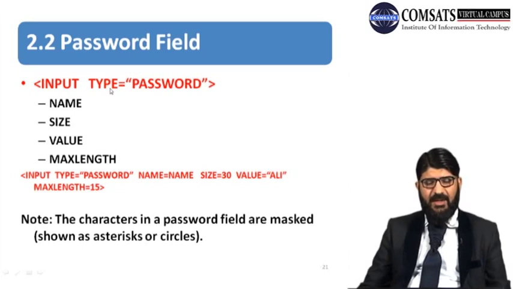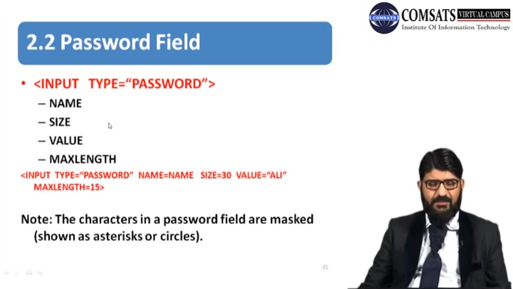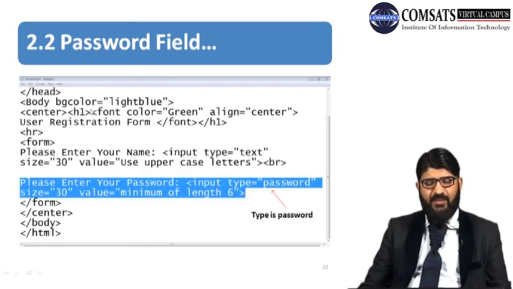Note very importantly that whenever you mention the input type password, the values that are given by the user on that particular field will be encrypted, in the form of asterisks, and that is called masked values. These masked values are shown in the form of asterisks or circles accordingly. So let's see the code for the password field.